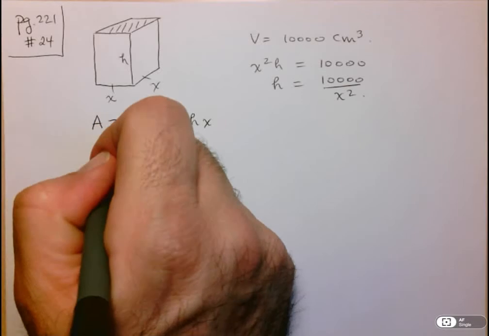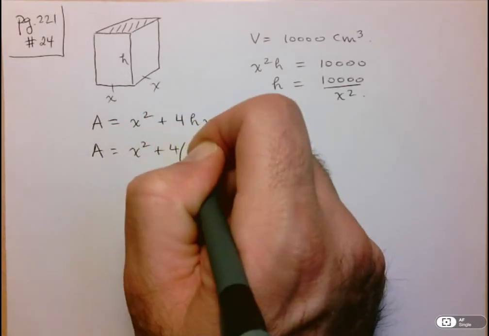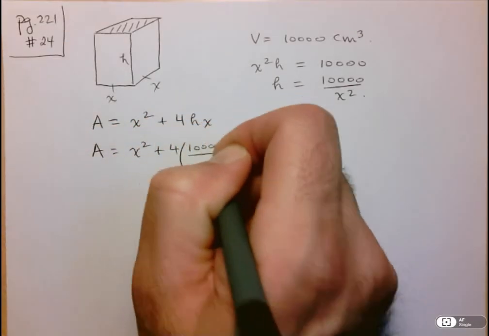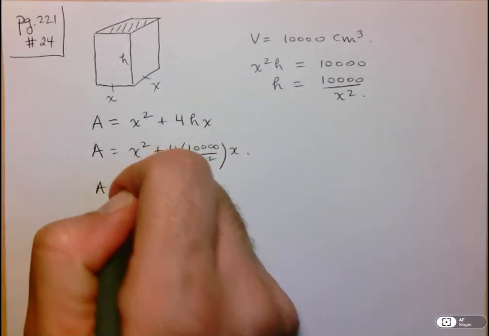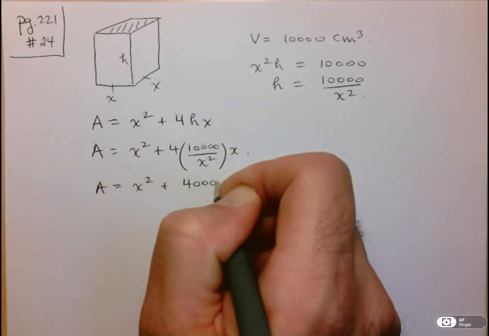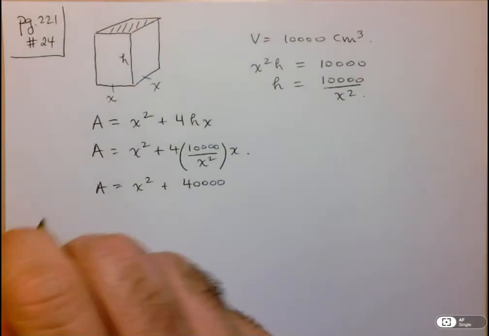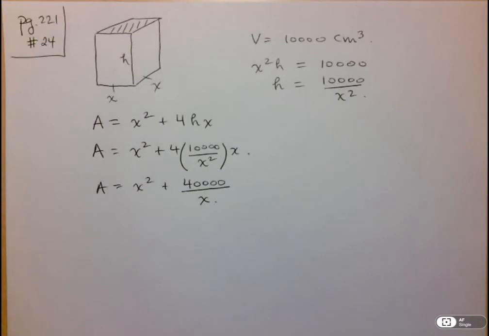And so now let's put that into our equation. x squared plus 4 times 10,000 over x squared for h, times x. And that simplifies to x squared plus 40,000, and that x cancels out with one of the x's in the denominator, so I'm just left with this for my area. Now the other constraint that's given is that the smallest dimension in any direction is 5 centimeters.